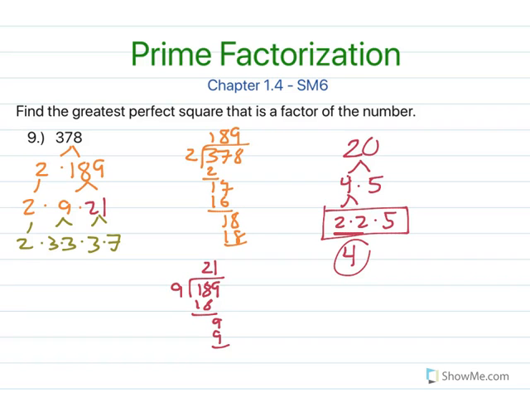Remember, a perfect square is a product of a number times itself. So I have 3 times 3, which gives me 9. So 9 would be my perfect square. Okay, that's it. This one's a little bit longer. Hopefully you found it helpful.